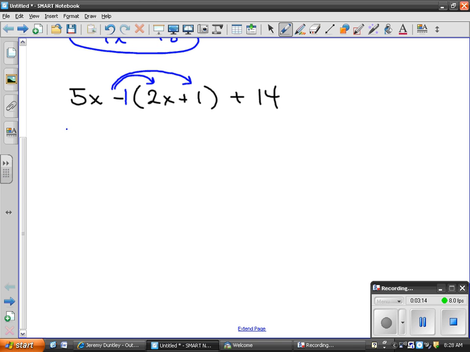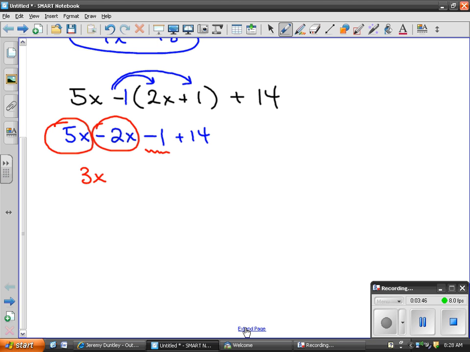As I rewrite, I bring down the 5x. Negative 1 times 2x is negative 2x. And negative 1 times positive 1 is negative 1. And then I bring down the positive 14. Again, I'm interested in combining like terms. I recognize right away that the 5 has an x next to it, and the negative 2 has an x next to it. Both are x raised to the first power, so the variable portions are exactly alike, and I can combine them. 5x minus 2x is 3x.